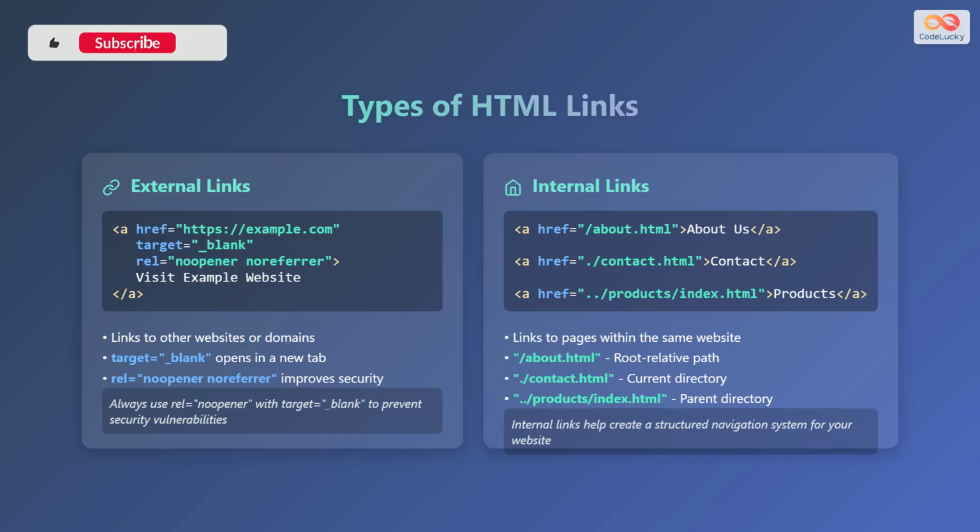Internal links, on the other hand, connect to other pages within the same website. Example internal links are shown using root relative paths like /about.html, current directory paths like ./contact.html, and parent directory paths like ../products/index.html. Internal links are helpful for creating a structured navigation system for the website.